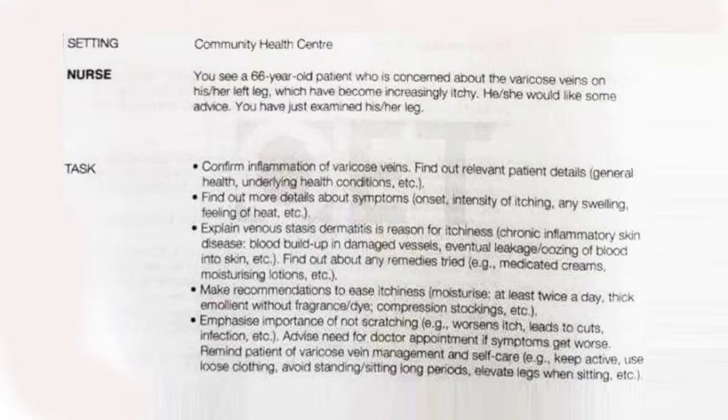Setting is a community health center. You can have that question over there. Read that. I'm going to discuss that one. I'm going to explain the question. You can have a look at that and we'll go for discussion.